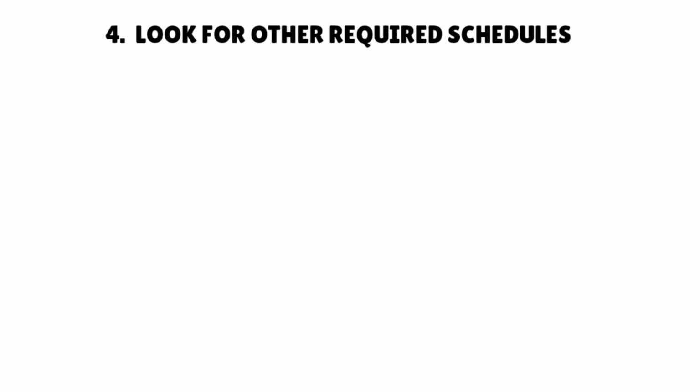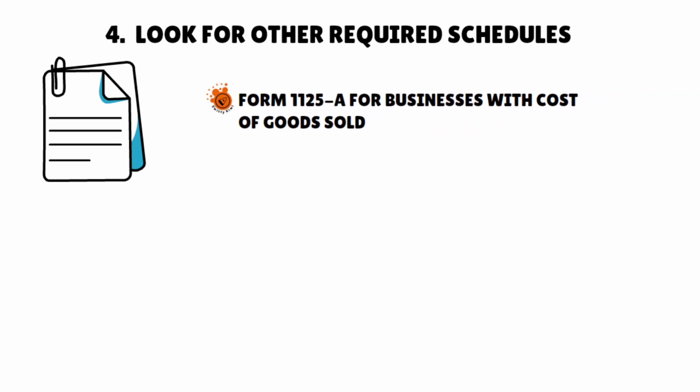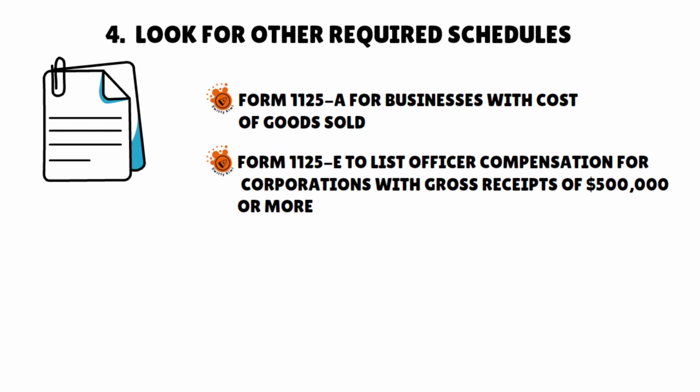And step number 4: look for other required schedules. So depending on your business activities, you might have to attach additional forms or schedules to Form 1120. Some common attachments include Form 1125A, that's for businesses with cost of goods sold, and Form 1125E to list officer compensation for corporations with gross receipts of $500,000 or more.